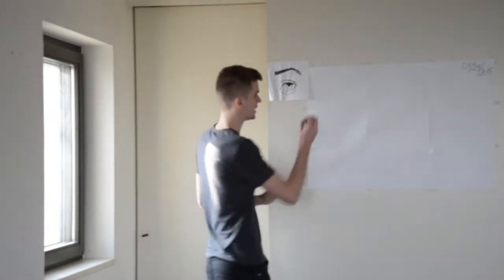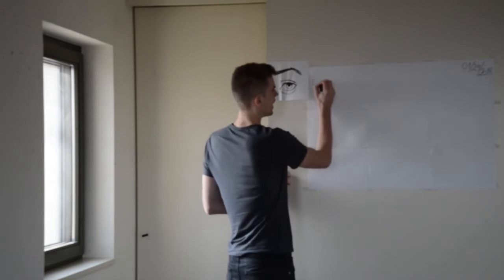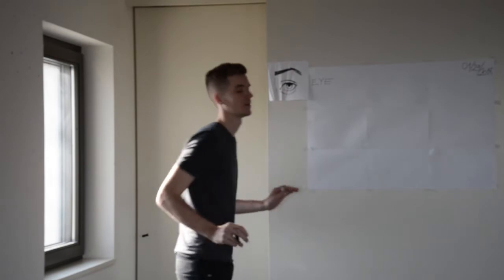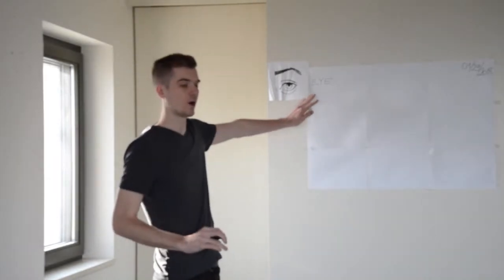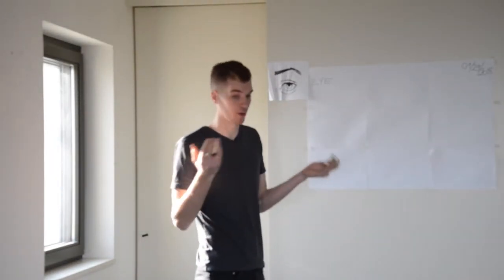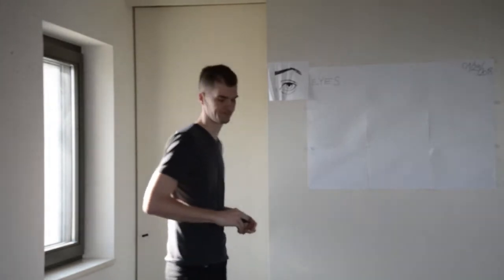Okay? So the way we write eye is E, Y, and E. It's spelled E-Y-E, but it's called eye. And if we're talking about both, we usually talk about both eyes. Then we write an S at the end. Okay? Alright, so very good.